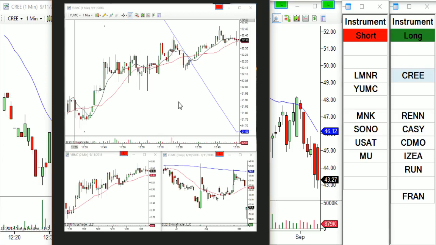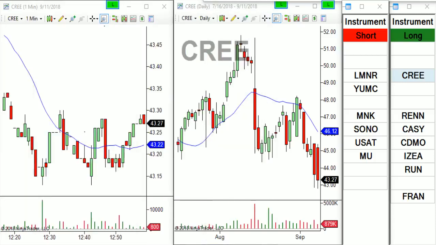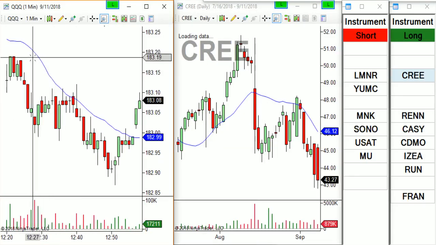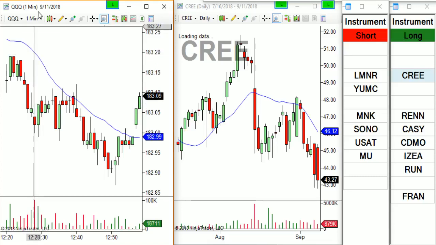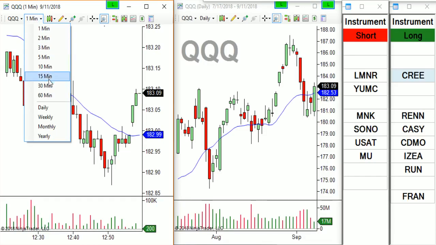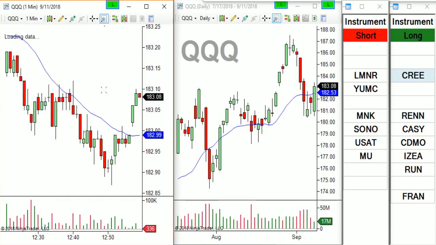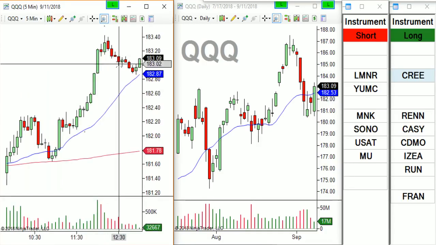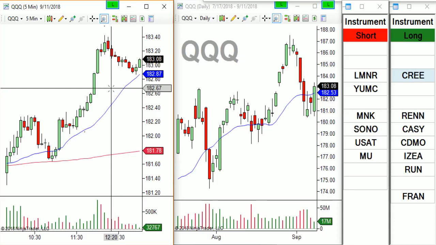Actually getting not a bad 5-minute buy setup in the Qs here. Let's take a look at the Qs. And yeah, I'll see if we get any follow through on this. Not a bad 5-minute buy setup. See if we can follow through on this daily buy setup here and keep this daily trend intact on the Qs. Whoops, I meant to go to 5-minute here. 5-minute buy setup.